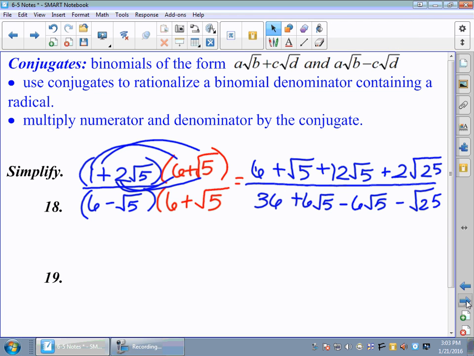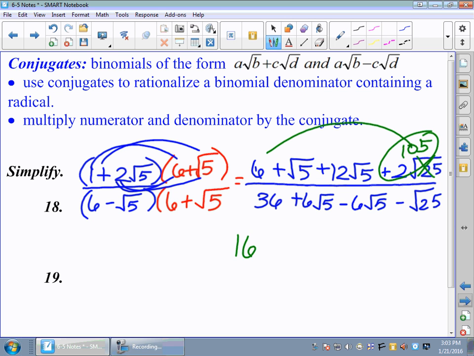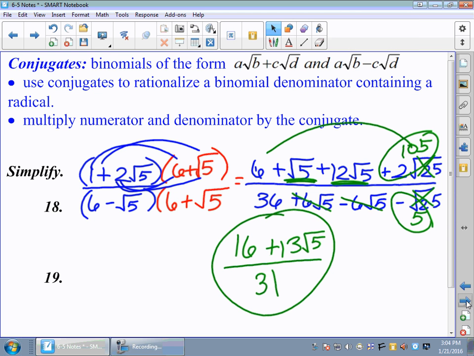So when we clean this up, I see this 25 up top. Square root of 25 becomes 5. The 2 and 5 make 10. And so the 10 and the 6 make 16. The square root of 5 plus 12 square root of 5 makes 13 root 5. And then these outer and inner terms in the middle cancel. That's why we chose to multiply by the conjugate. Square root of 25 on the bottom becomes 5, but it's really a negative 5. 36 minus 5 is 31. And that is it. That's 6-5 in a nutshell. We are done. We'll do the homework in class tomorrow.